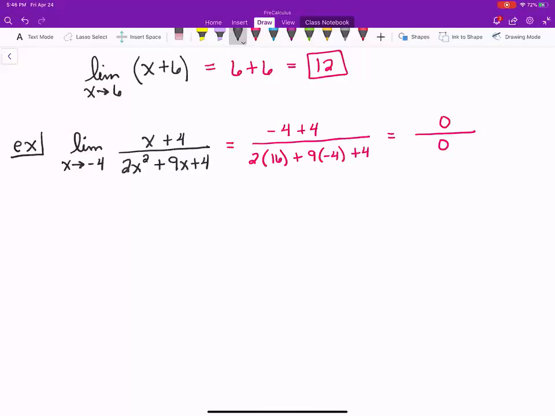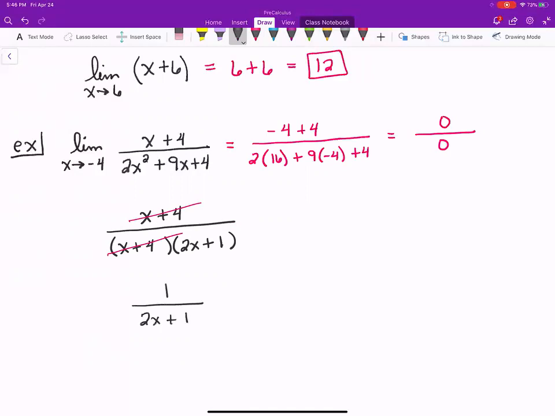So I'm going back to the original problem. And hopefully that denominator is factorable, which it is. It's factorable into x plus 4 and 2x plus 1. Which is nice because then, of course, I can reduce out my x plus 4s, and I'm left with 1 over 2x plus 1. And then I reattach my limit.